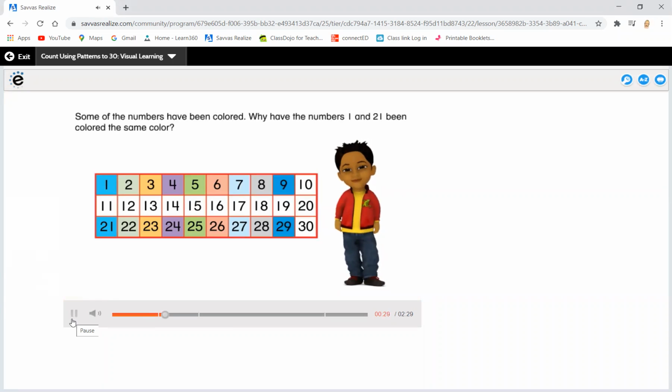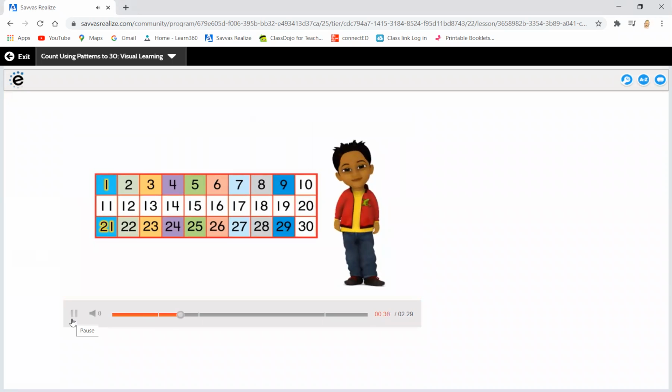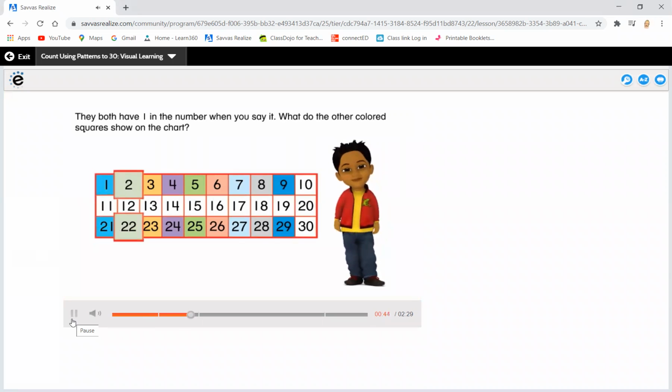Some of the numbers have been colored. Why have the numbers 1 and 21 been colored the same color? They both have 1 in the number when you say it. What do the other colored squares show on the chart?